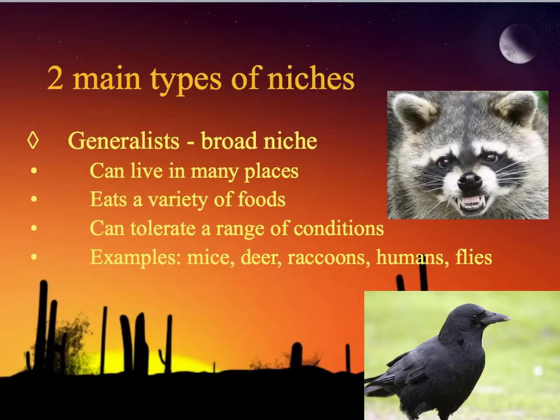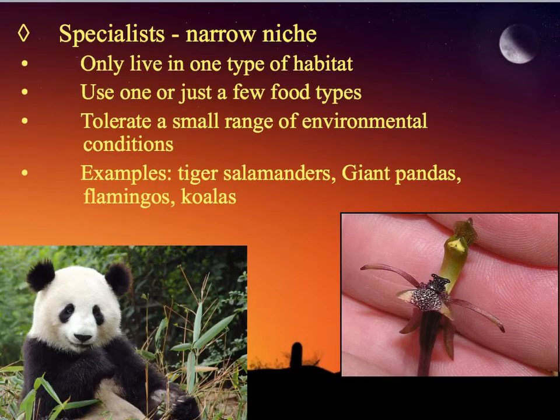There are two main types of niches. There are the generalists, which have a very broad niche and can live in many places. They eat a variety of foods. They can tolerate a range of conditions. Examples of those are mice, deer, raccoons, certainly humans, flies, crows. These are all generalists.